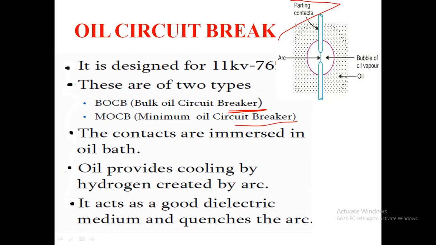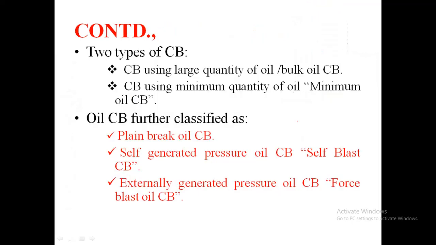And it is also categorized as plain break oil circuit breaker, self-generated oil circuit breaker or self-blast oil circuit breaker, and externally generated oil circuit breaker or forced blast oil circuit breaker. So these are the two different types, and it is further classified into self-blast and forced blast.